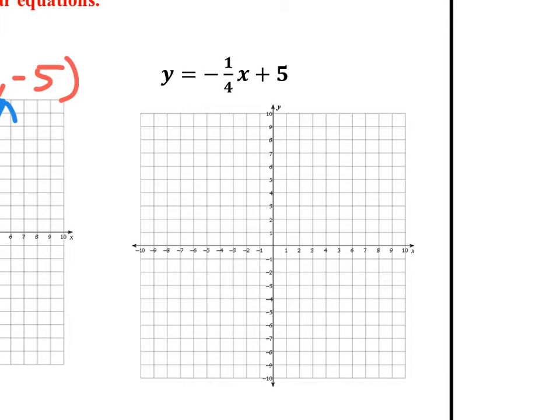McGarity, what's my y-intercept for y equals -1/4 x plus 5? Yep, so I'm going to write the point (0, 5). Go ahead and graph that. That's your starting point. It happens one time.